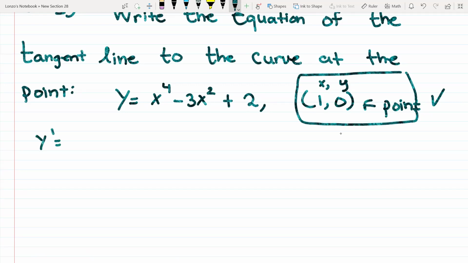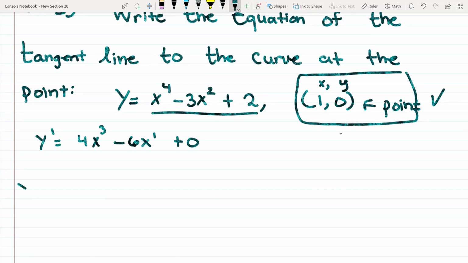So how do you take the derivative of this polynomial? Pretty simple, right? You would just apply the power rule. The derivative of x^4 would be 4x cubed. The derivative of negative 3x squared is negative 6x to the 1. The derivative of a constant is 0. Okay, then what I'm going to do is plug in my point (1, 0).